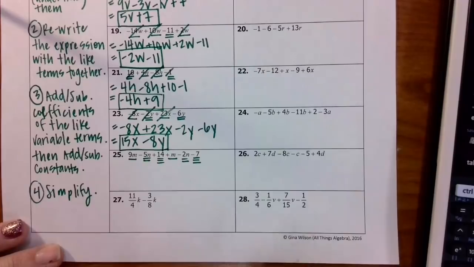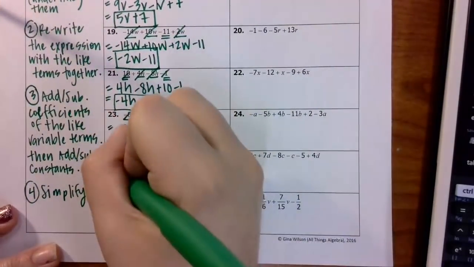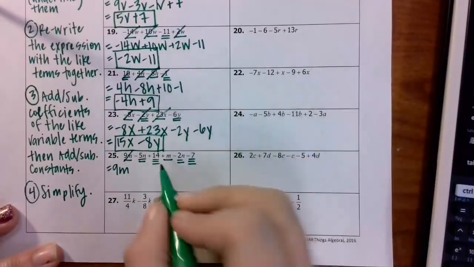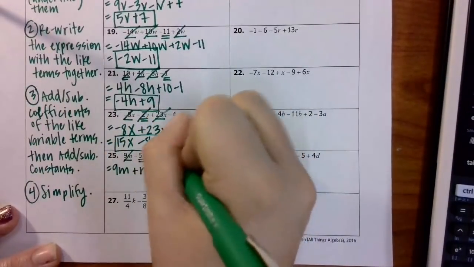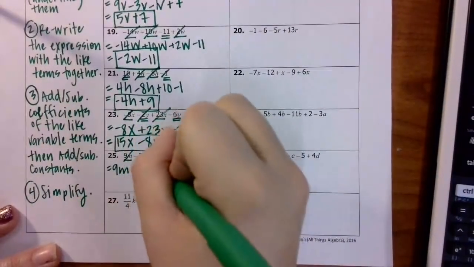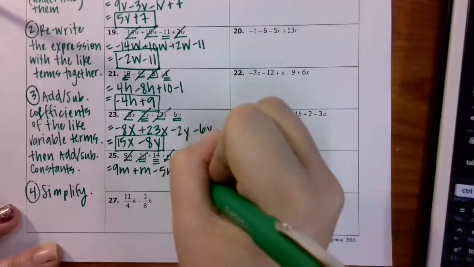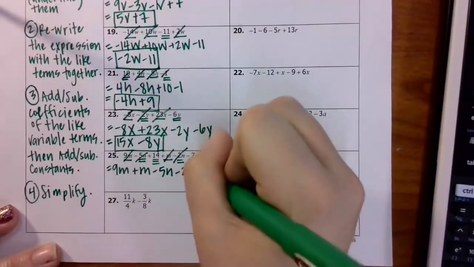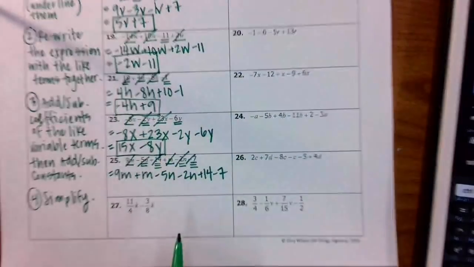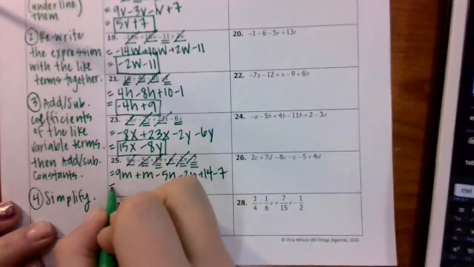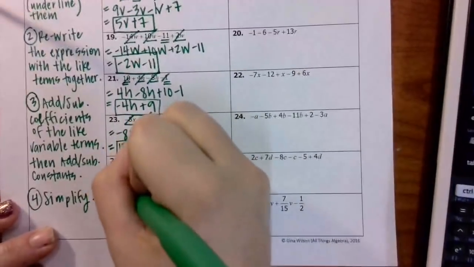Now, I'm going to rewrite my expression with my like terms together. 9m. Where's my other m? Right here. So plus m or plus 1m, however you want to write it. Minus, remember what's in front of it goes with it, minus 5n. Minus 2n. Plus 14 minus 7. So I wrote my variable terms together and then my constants together. Now I'm just going to combine them. 9 plus 1, that's 10m.